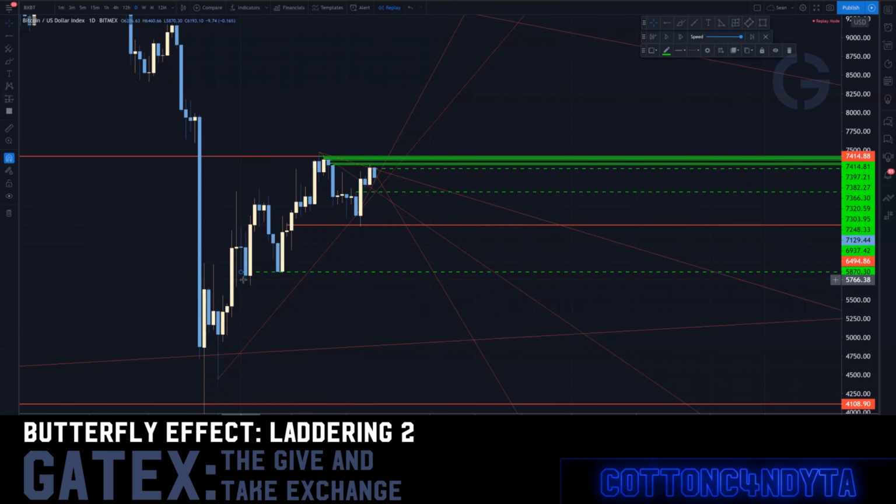Could it be tested and held in the future again? Absolutely, it could. Or a nice untested level here. This one was tested. That was the backside. The front side of this could be the next piece to this move, right? Like the front side of the level in here somewhere.